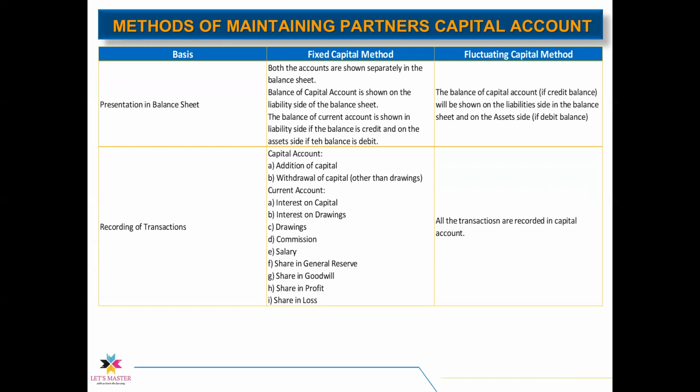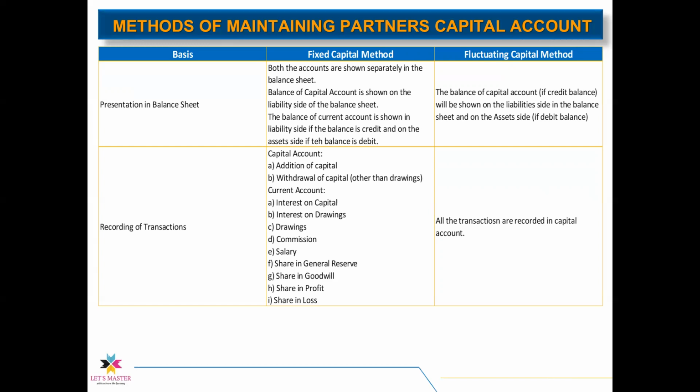Whereas in fluctuating capital method, the balance of capital account, if it is a credit balance, will be shown on the liability side in the balance sheet and will be shown on the asset side if it has a debit balance. So the primary difference is under fixed capital method, you will have to show two accounts for each partner, that is balance of partner's current account and balance of partner's capital account in the balance sheet. Whereas under fluctuating capital method, only one account, the balance of one account for each partner, needs to be presented in the balance sheet.